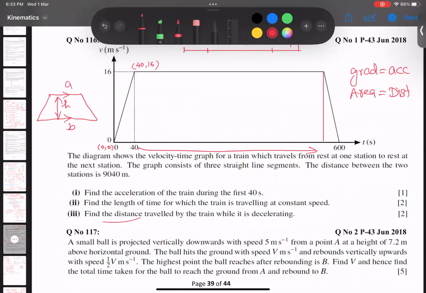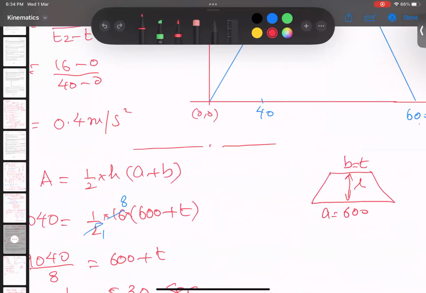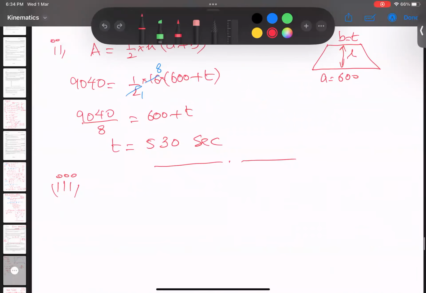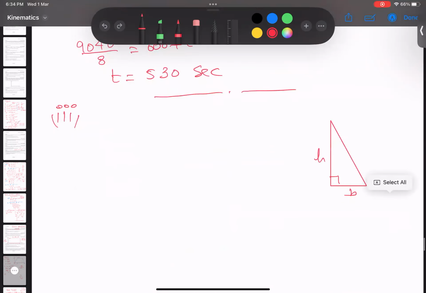The last part is: find the distance traveled by the train while it's decelerating. I said before, this part is decelerating. So he's asking what distance travelled, and distance means area. I'm looking for this triangle's area. For a triangle's area, you can use half times base times height. The base is this and the height is this. If I make a line here, we can get the height from here: 16, for sure.